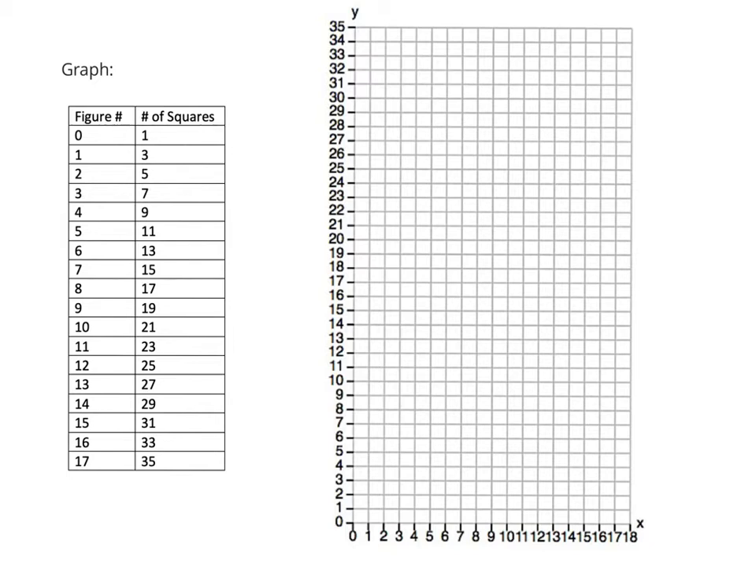So what I'm going to do now is graph my table of values. I'm just going to plot points and then connect them with a line. Hopefully what we'll see is this does make a nice straight line. So figure 0, I'm going to label my axes. I know that my x-axis is my figure number, and I know my y-axis is the number of squares or number of tiles. Okay, so I've labeled my axes so any reader could pick up my graph and know what they're looking at. Then I'm just going to start plotting points.